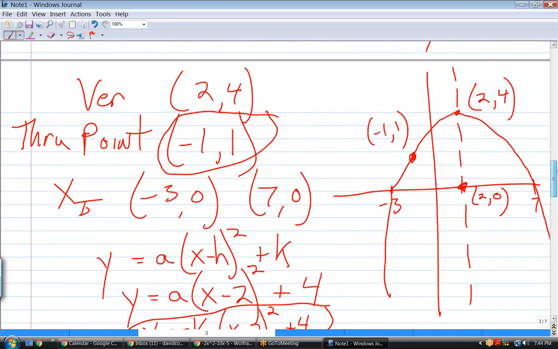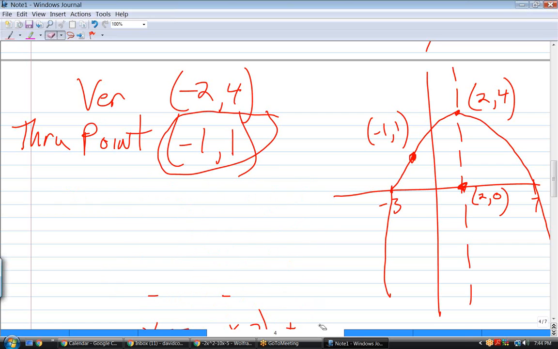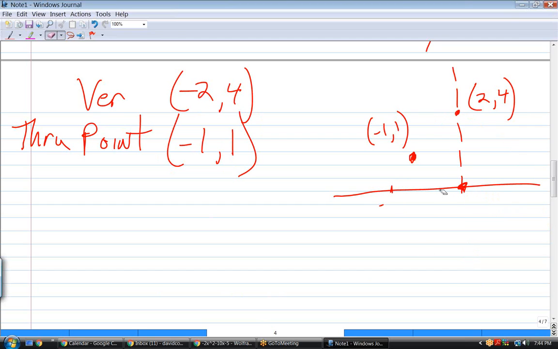So the first problem was a vertex of -2, 4 going through the point -1, 1. Right? Yeah. Yes. All right. Let's do that problem first. They're not the same problems, as you said. In other words, that's enough information to figure out the equation of this parabola.